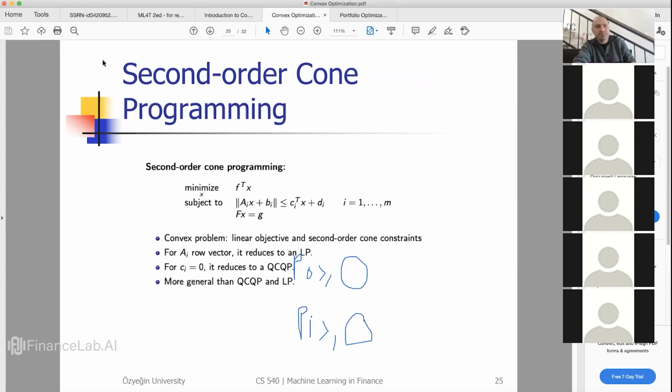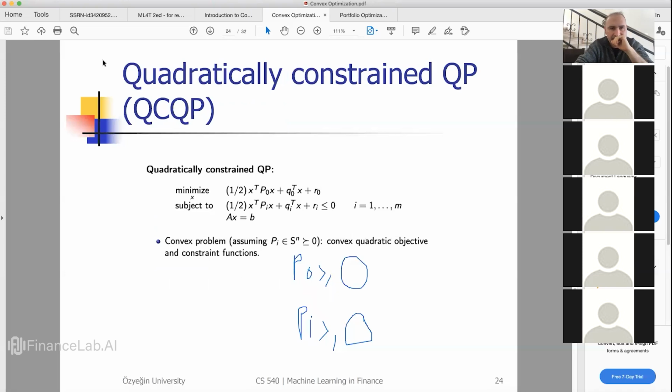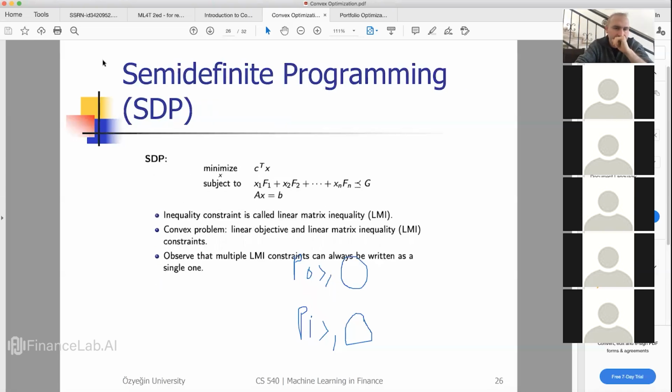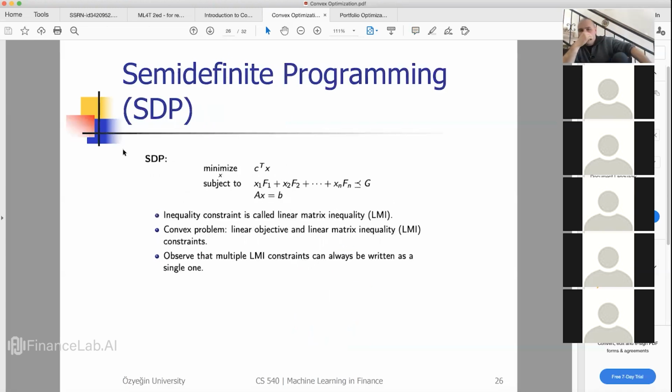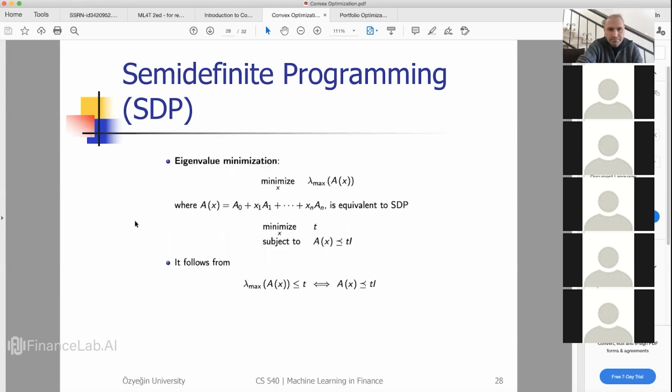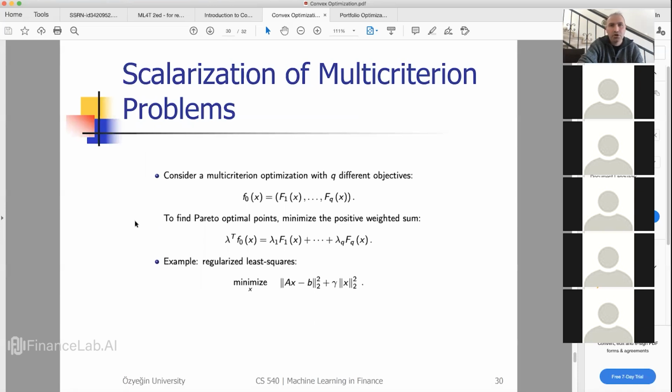And there are other types of problems as well, but we don't use them much in this course, such as second order cone programming and semi-definite programming. Second order cone programming is more general than the quadratically constrained quadratic problem and the linear problem, and it's a convex problem. And semi-definite programming is more general than all of them. The problem class includes all convex problems like linear programming, linear fractional problems, and quadratically formulated convex programming problems. And there are certain methods to solve these problems as well.